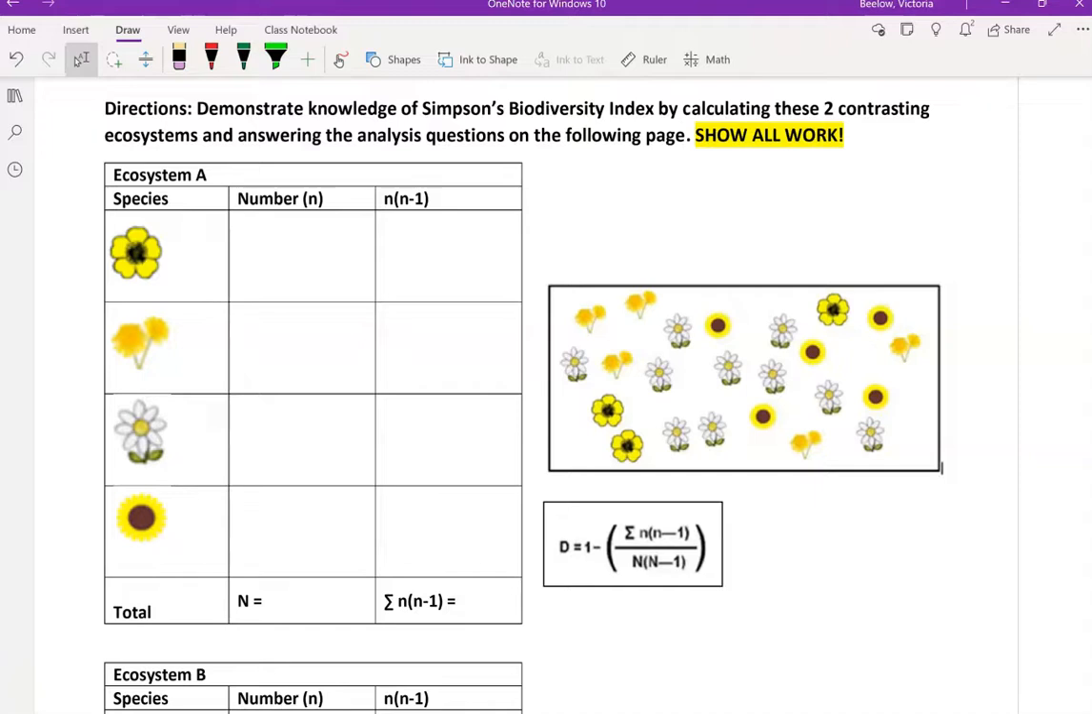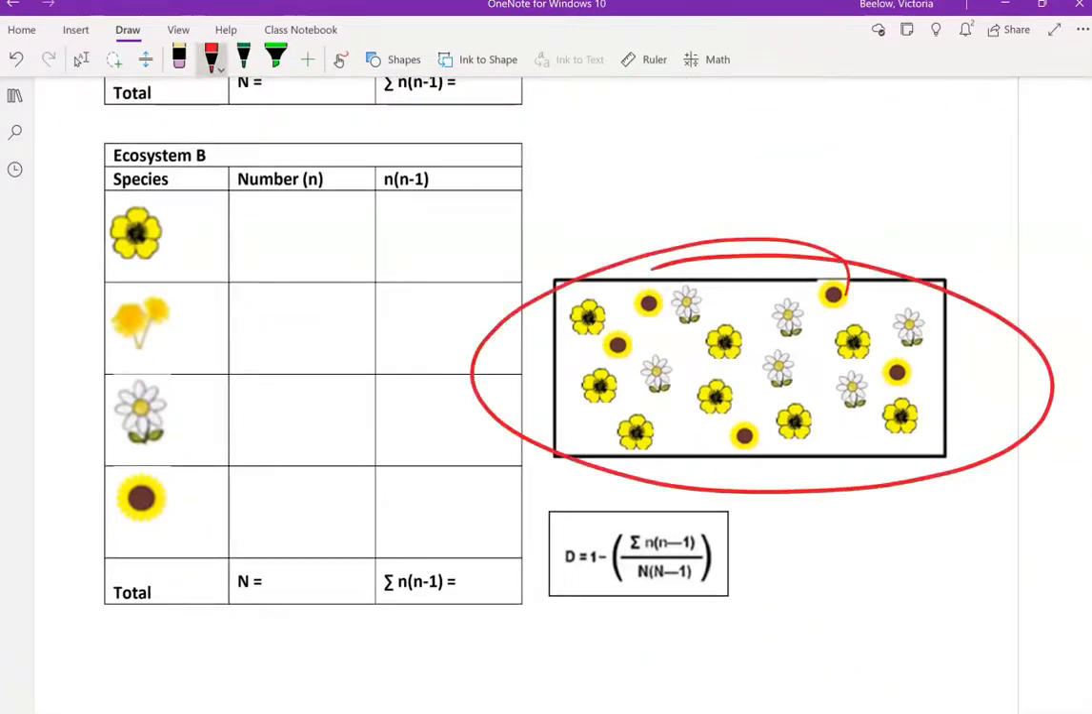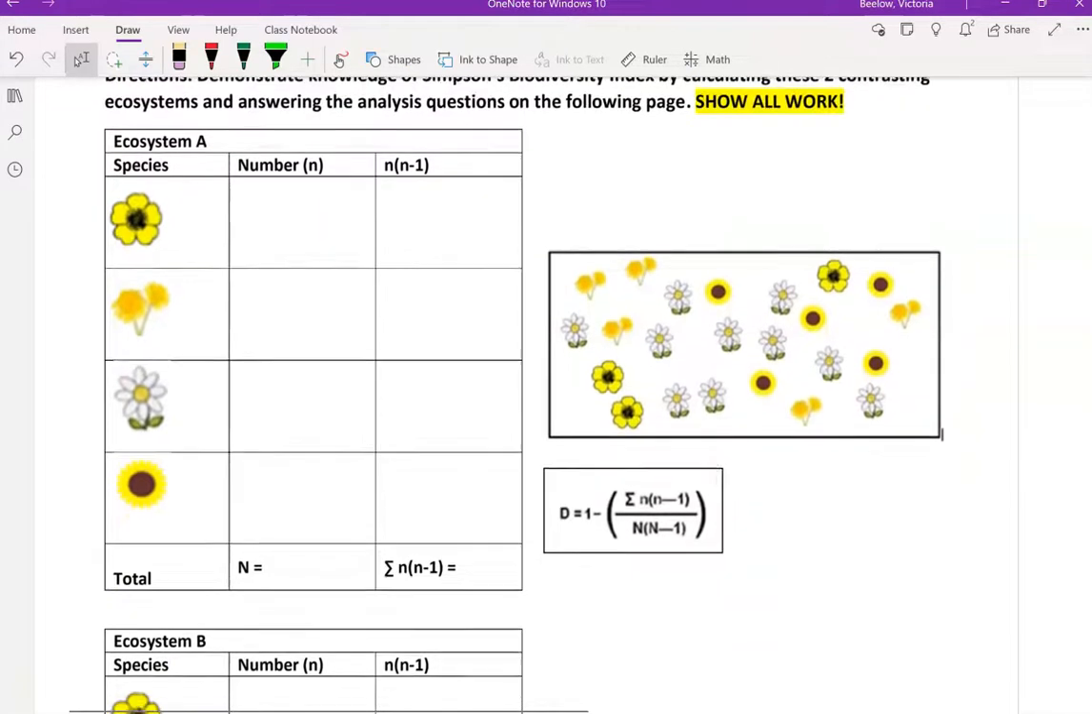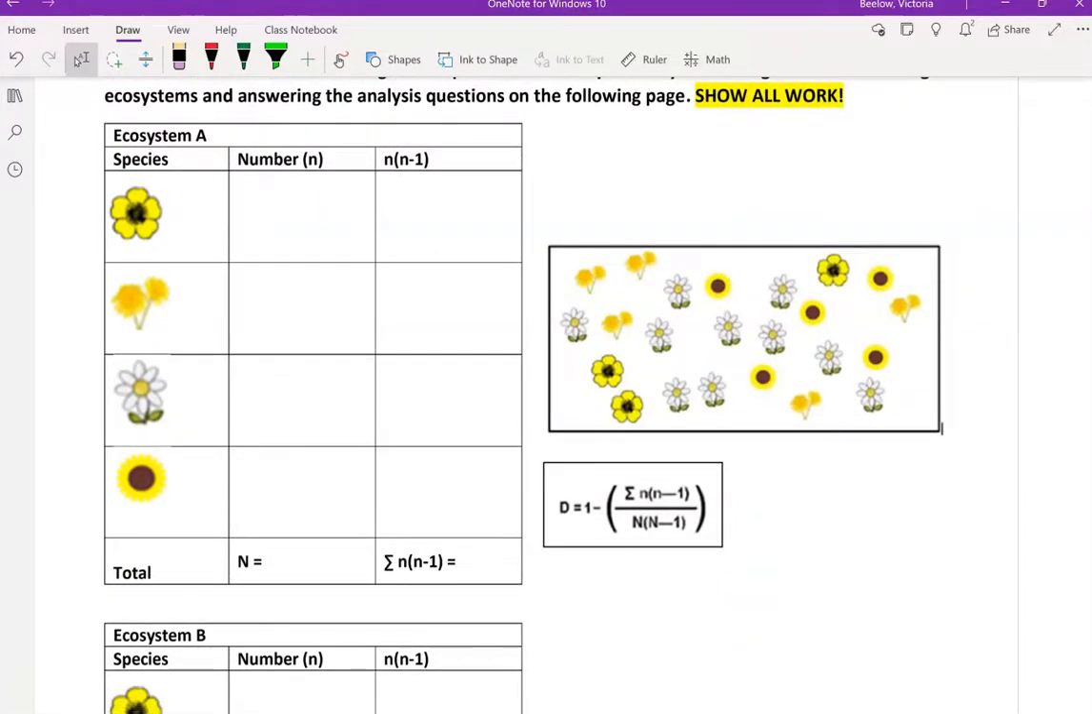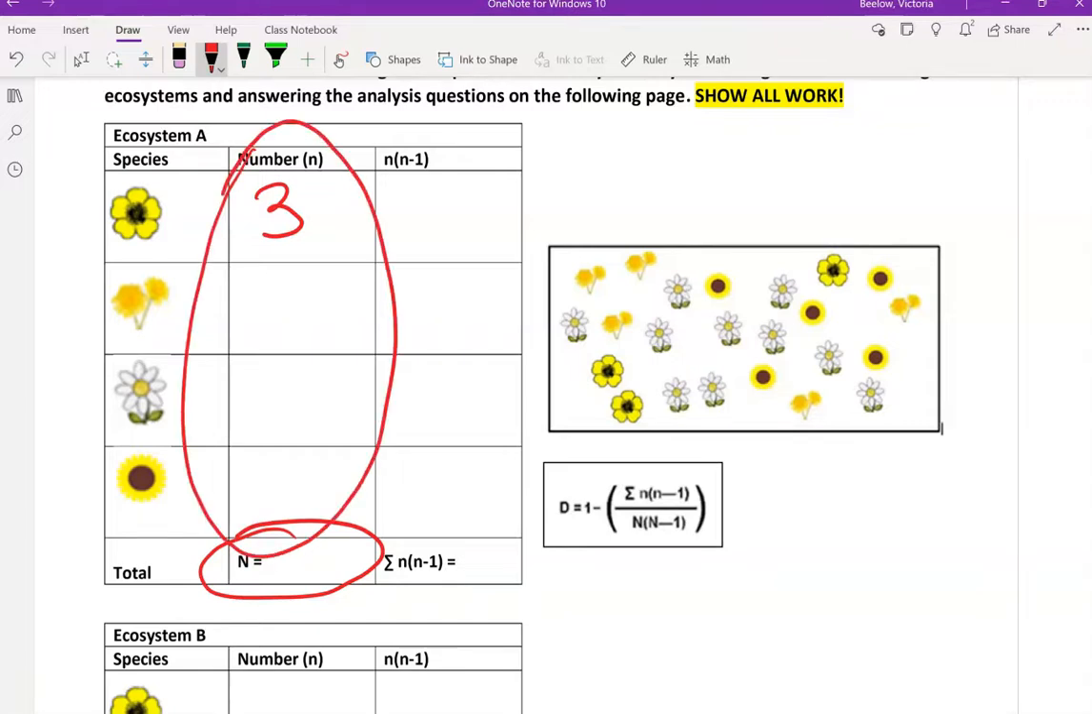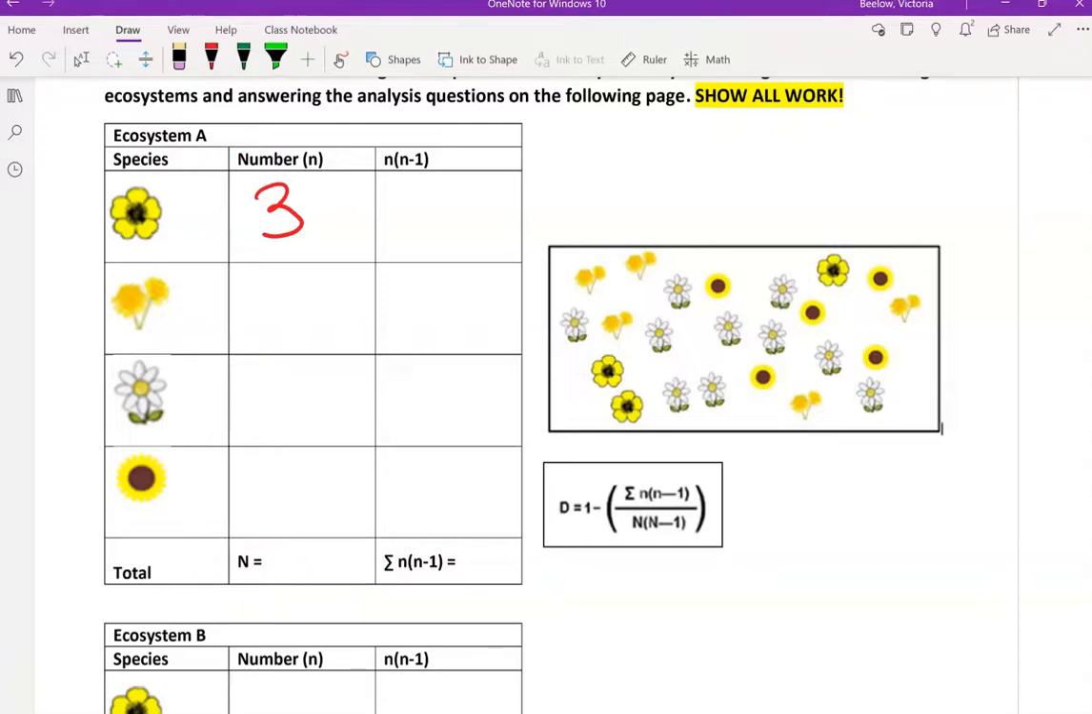So for example, for ecosystem A, which is right here, ecosystem B is right here, you want to start by counting how many of each different species or flower you have. For example, this flower, there are 1, 2, 3 in that ecosystem. So I would put a 3 here. And we're going to do the same thing for the rest of those. And remember, big N is the total number of all the species in the ecosystem. So you're going to want to add all of those up together.